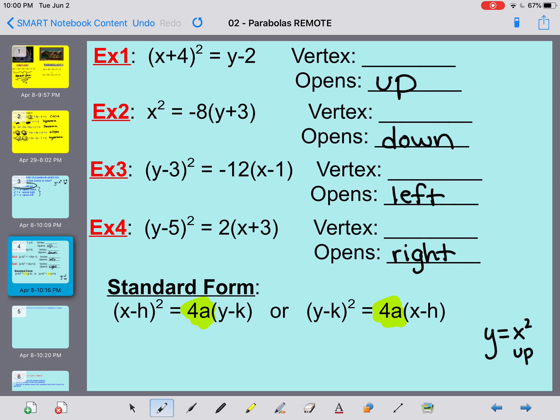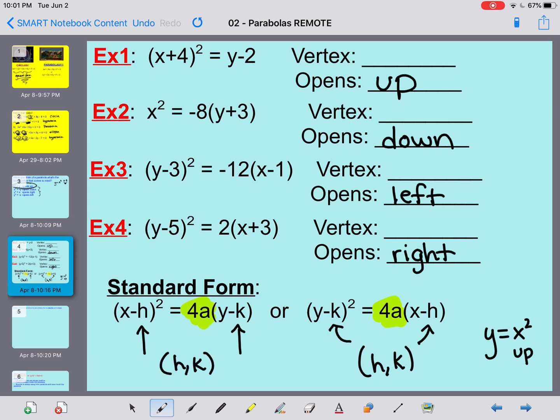Now for the vertex, it's just your h comma k. Notice here the h is on the left and the k is on the right? And that's going to be your vertex. Over here, notice the h is on the right side of the equation, but the k is on the left. It's still going to be h comma k though. So let me show you an example of where it gets tricky.